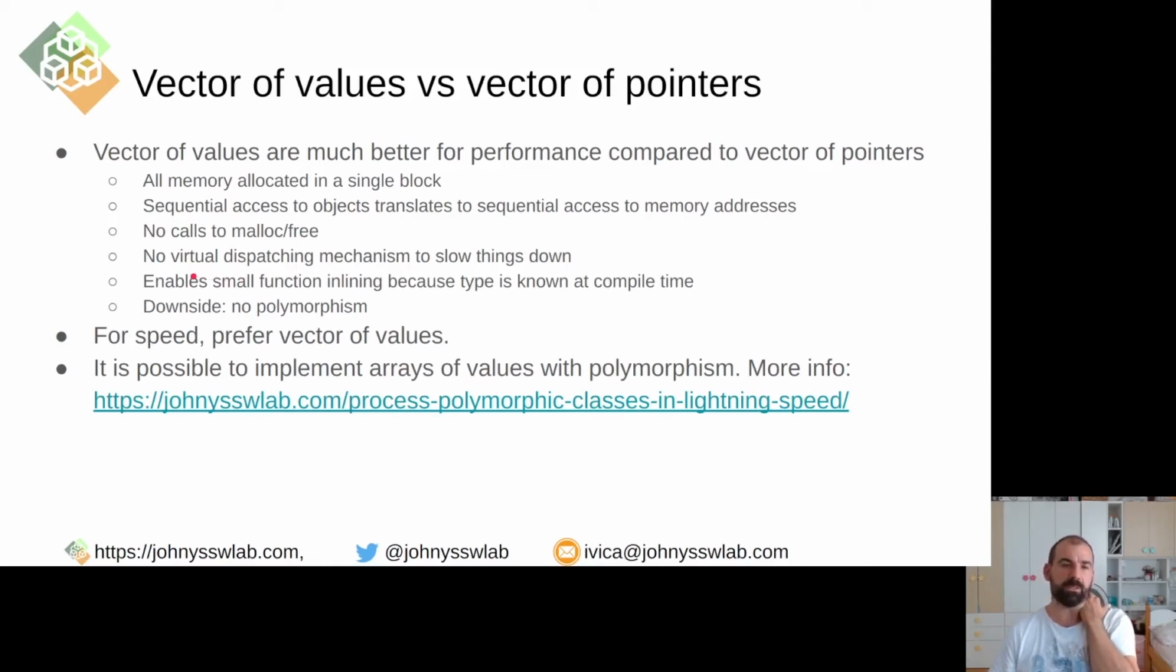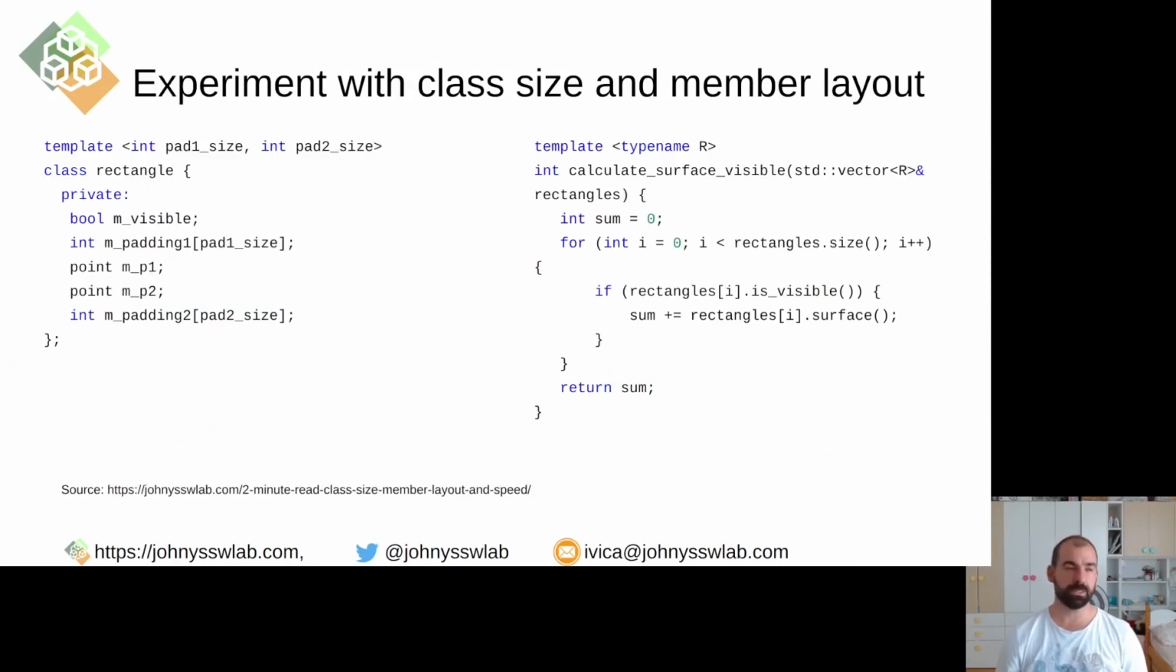With vector of values, small functions can be inlined because the type is known at compile time. The downside is no polymorphism. If you want speed, you should prefer vector of values, and it is possible to implement array of values with polymorphism. You can find more information here. So if you need polymorphism, you can find information on how to implement this without data cache misses. This was a talk about layout for the vector of pointers.